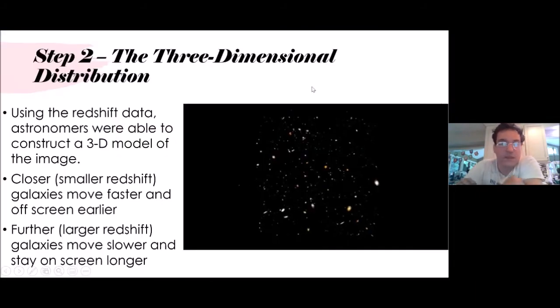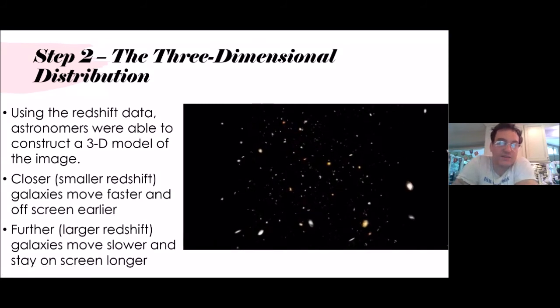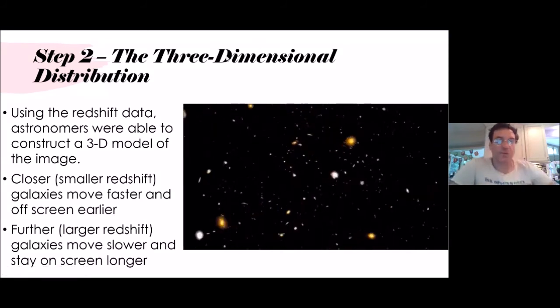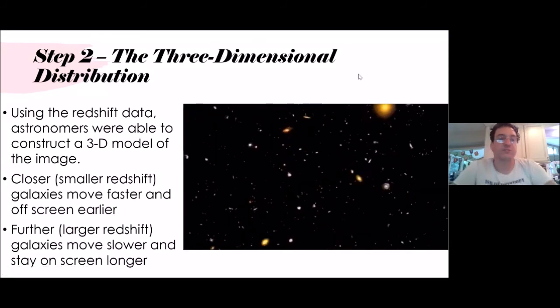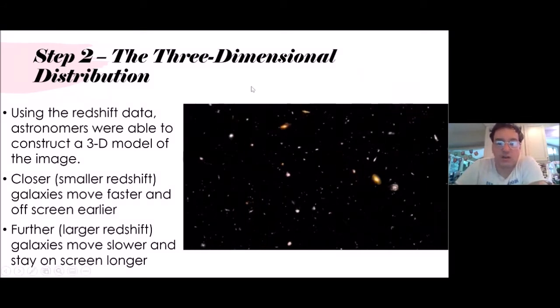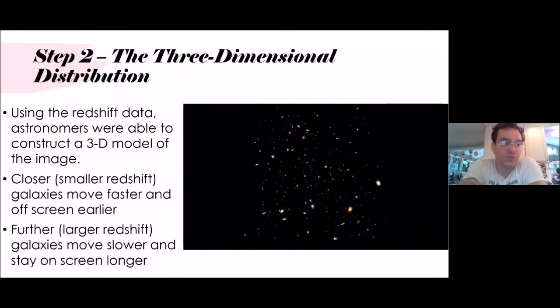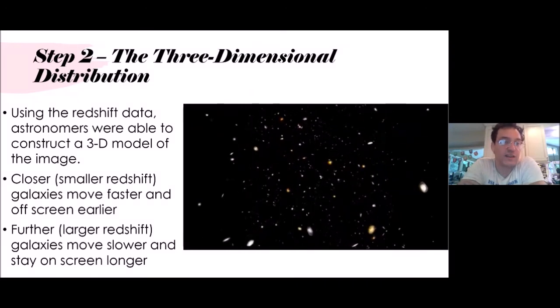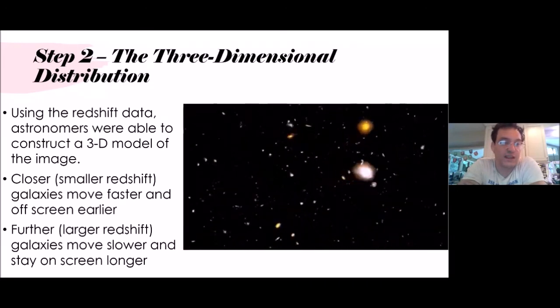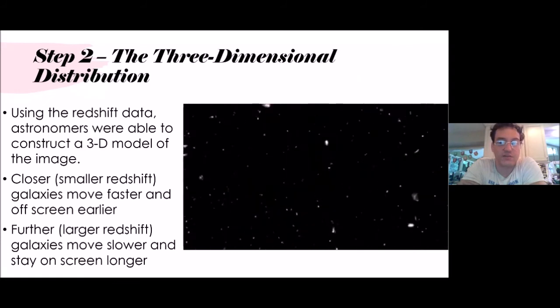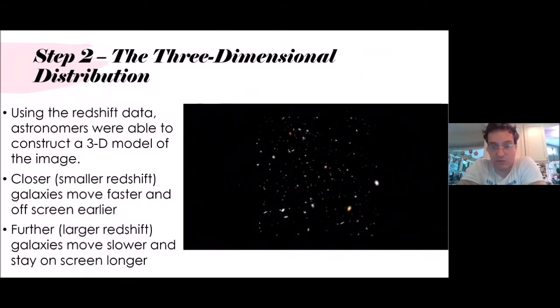And now the next part of this lab is going to be the three-dimensional distribution. In the three-dimensional distribution, you're going to be using the redshift data that astronomers were able to construct into a three-dimensional image, and this is a three-dimensional image on the right.